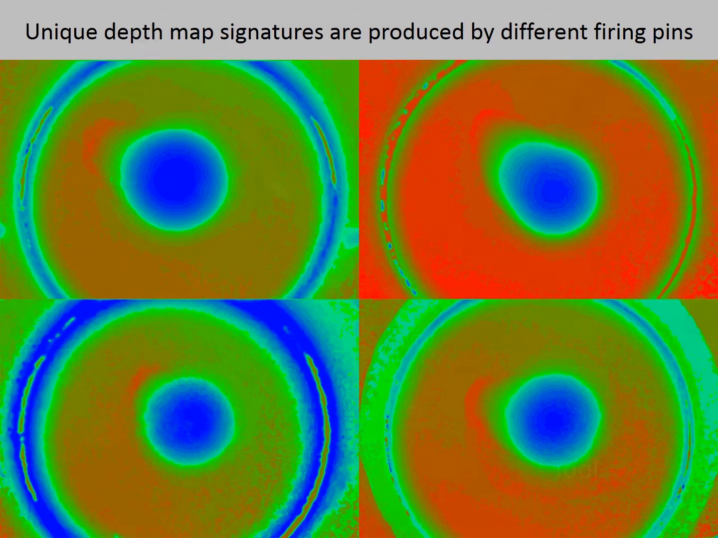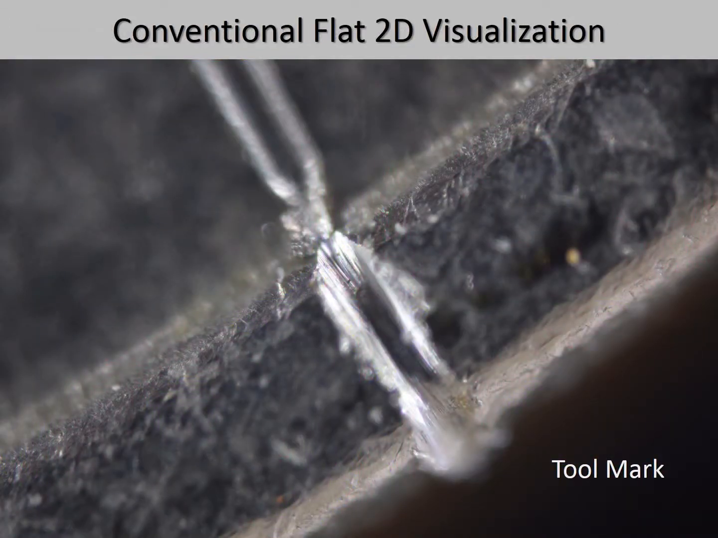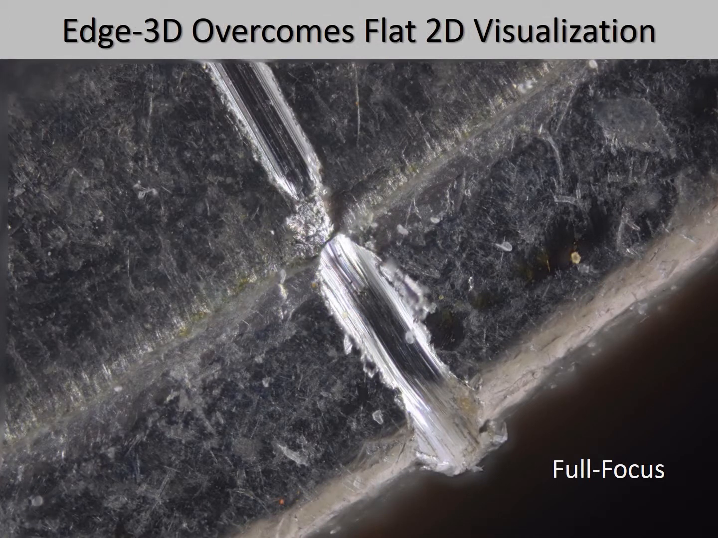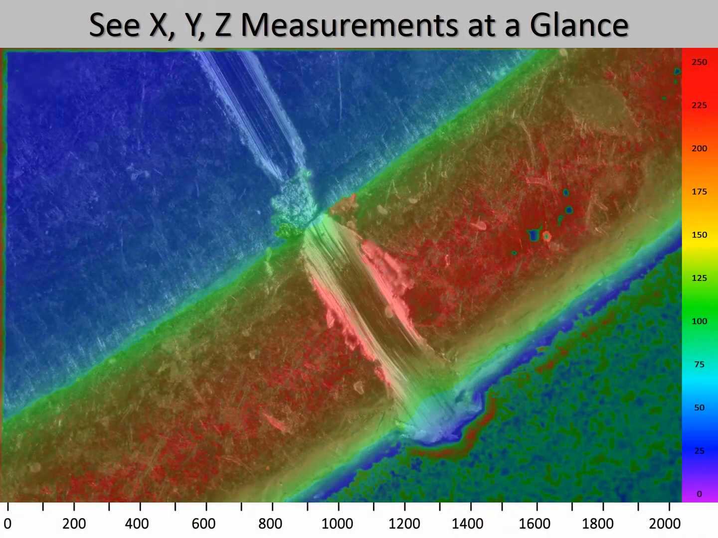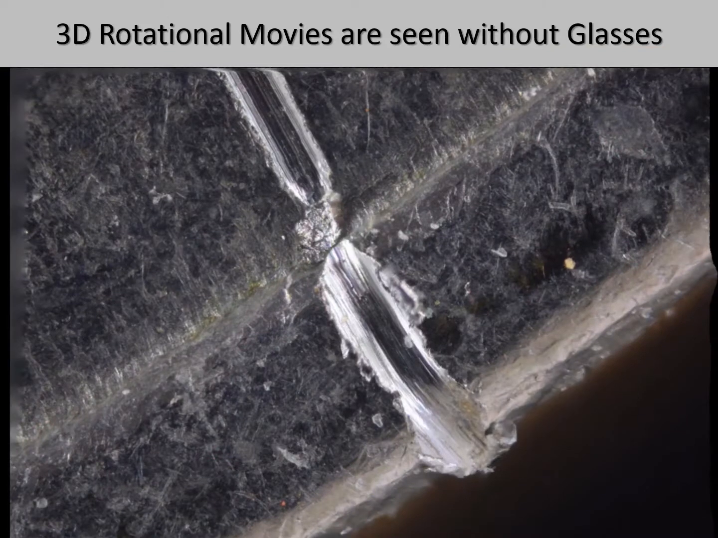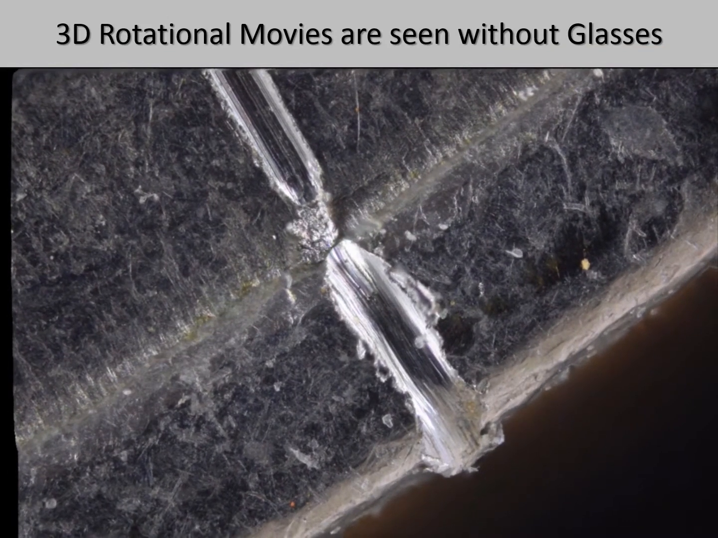Here is a two-dimensional image of a tool marking in a piece of metal, and as we can see, only a small portion of the image is in focus. And now, with the Edge-3d microscope, the entire tool marking is seen in full focus. This tool marking can be precisely quantified by analyzing the calibrated 3D color depth image. And here, the depth information is visualized by using a 3D rotational video loop.